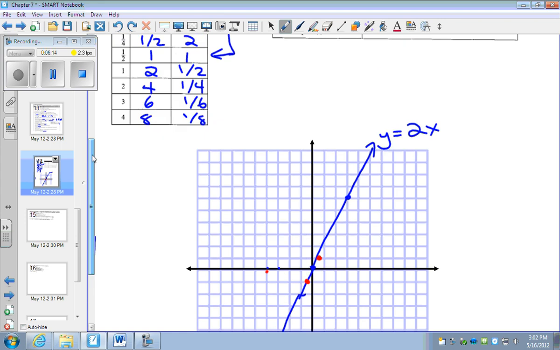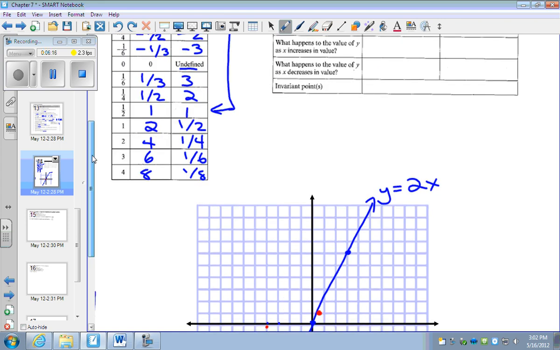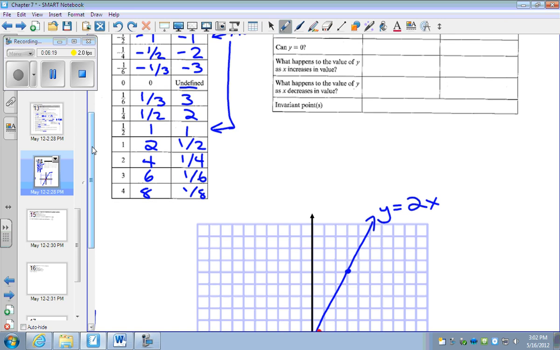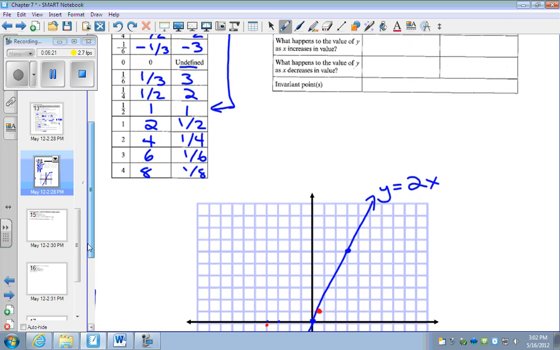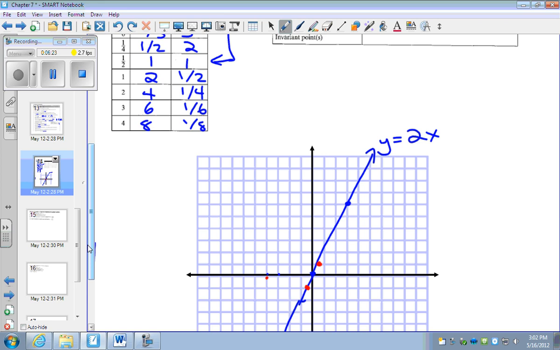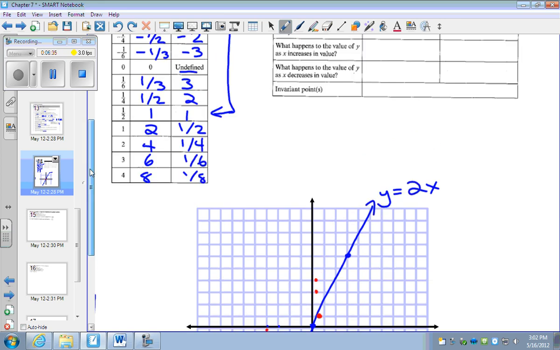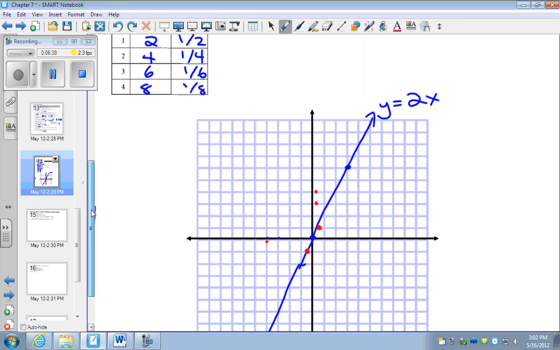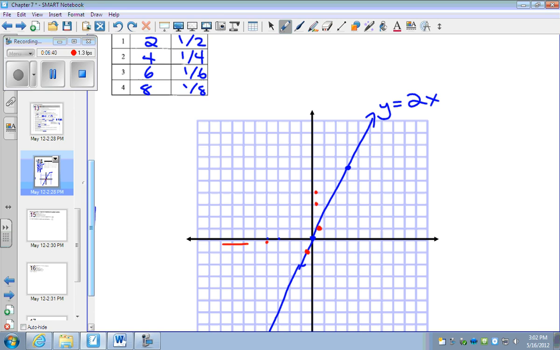Okay. At 1/3, we get 3. 1/3, it goes up to 3. A quarter, it's 4. Sorry, at a quarter, it's 2. Anyways, we can see that this graph starts looking something like this. Over here, the graph is going to look something like that.